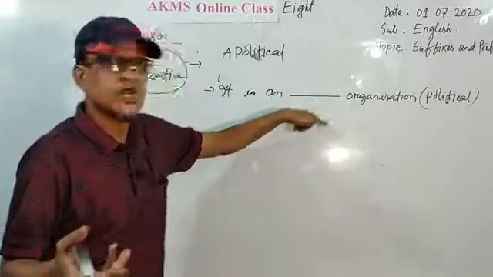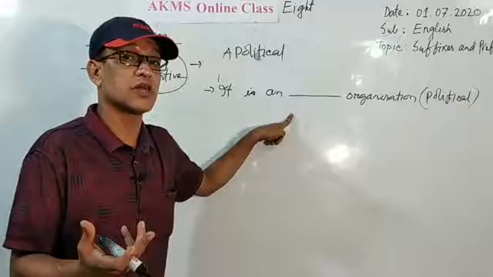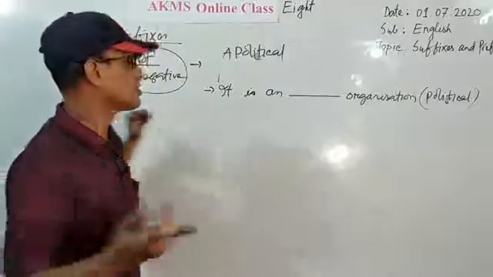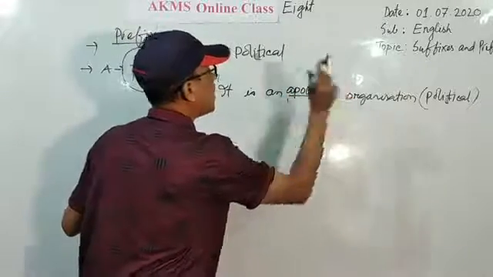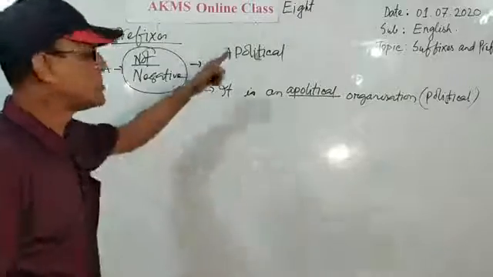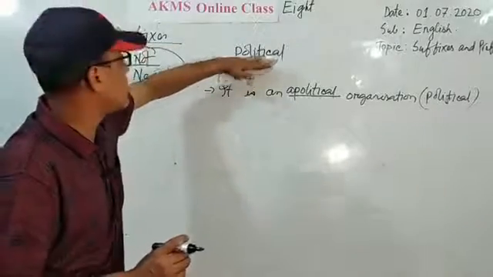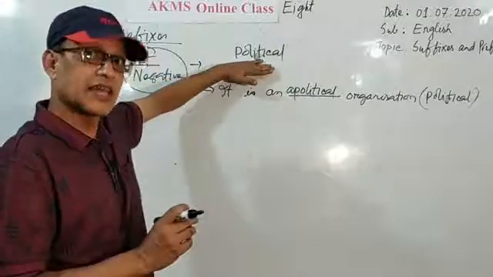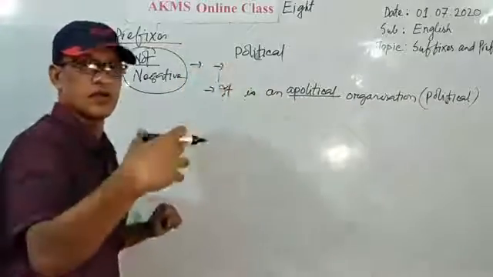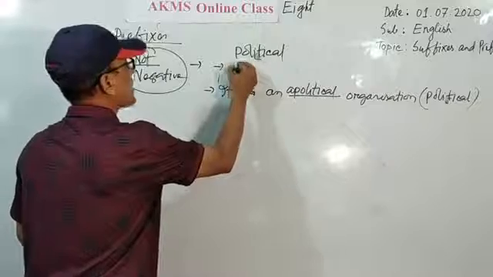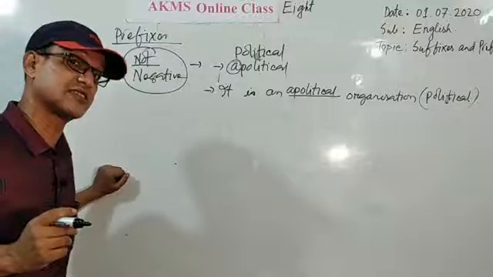So the word that you will write here should start with a vowel, or the pronunciation of the word should be like a vowel. So you should write here, it is an apolitical organization. Apolitical, that means arajnaitik. Political is an adjective, and I have made the opposite adjective, apolitical. Here I have used a as a prefix.